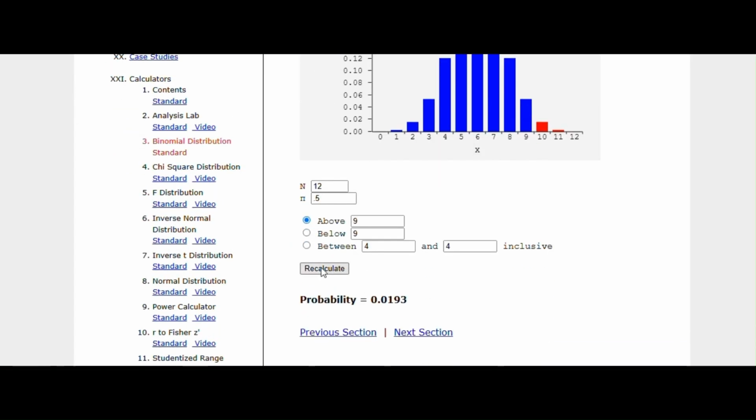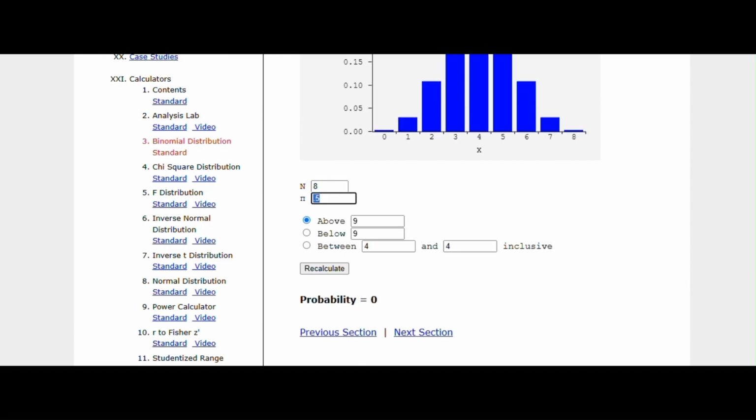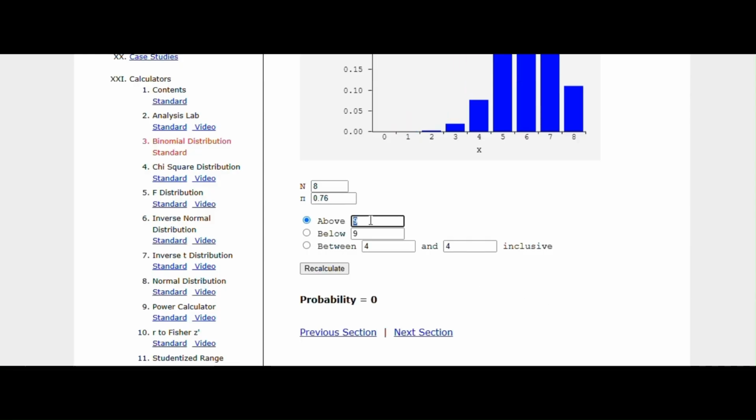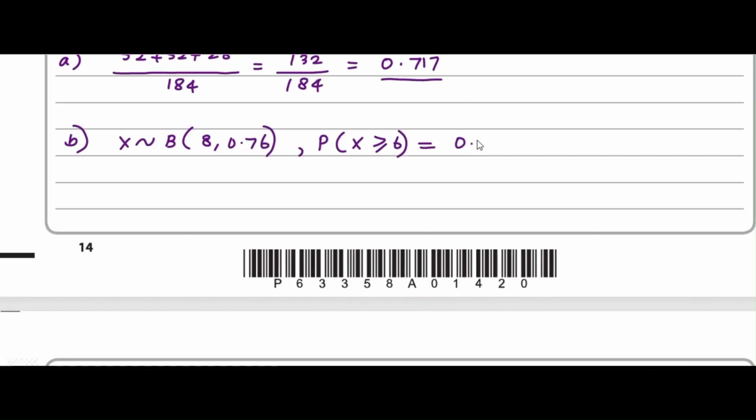Let's put this into the binomial distribution calculator. n is equal to 8 and the pi value, that is the probability, is 0.76, and we want to know equal to and greater than 6. Therefore, I should put here 5, and that comes to 0.7033. That is 0.703 to 3 decimal places.